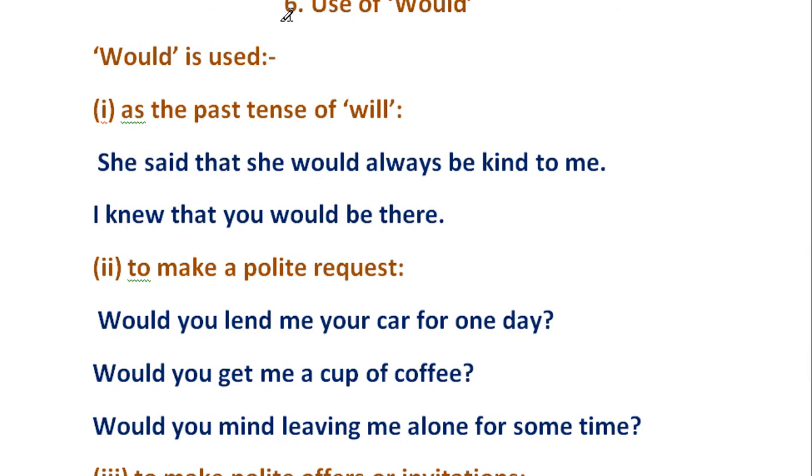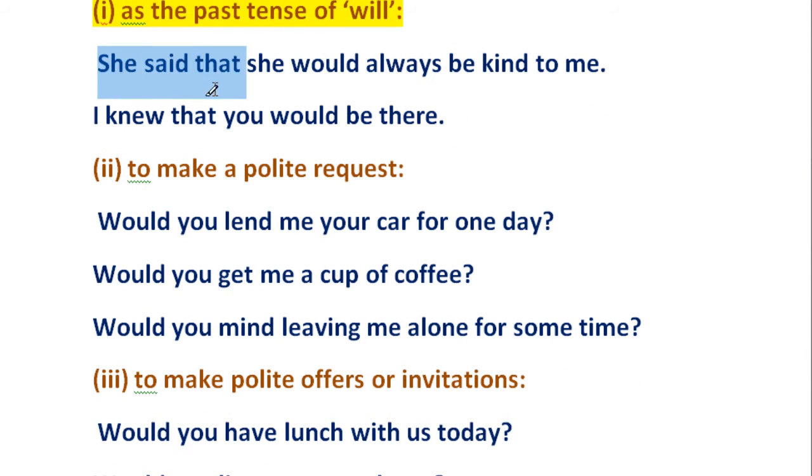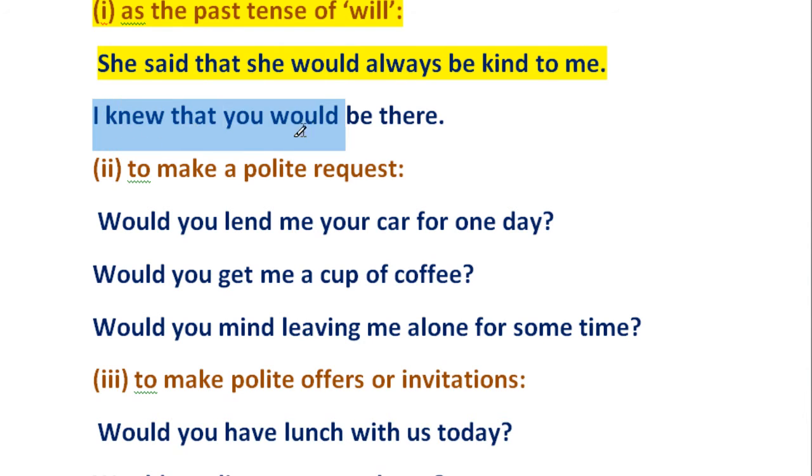Now the next use is use of would. Would is the past tense of will. So let us see. Would is used as the past tense of will in indirect speech. She said that she would always be kind to me. Here would has been used as the past tense of will. This sentence is in indirect speech. I knew that you would be there. This sentence is also in indirect speech, and would has been used as the past tense of will.